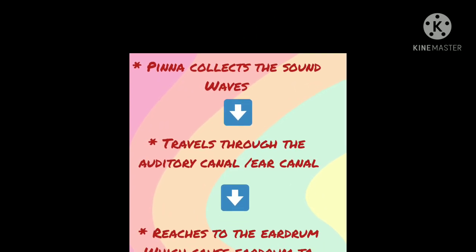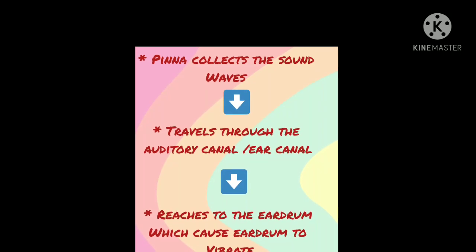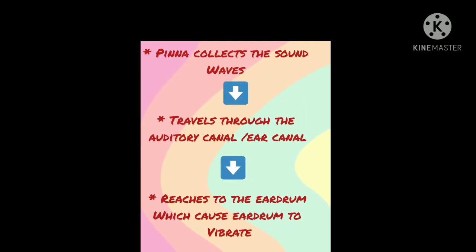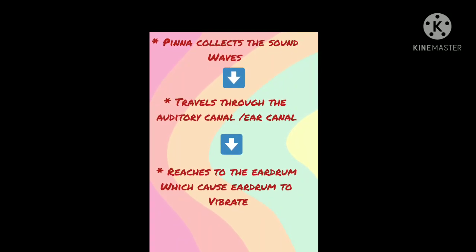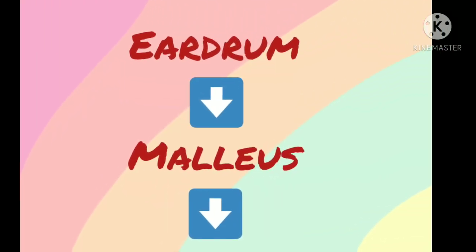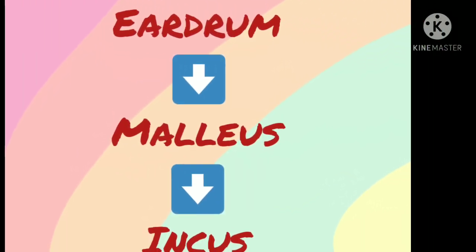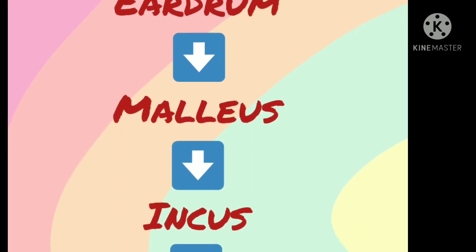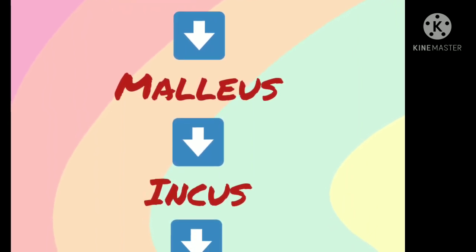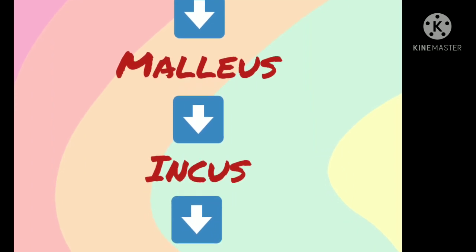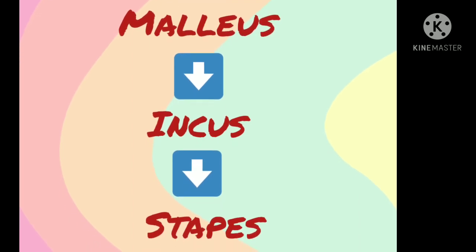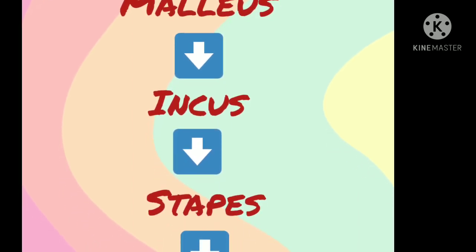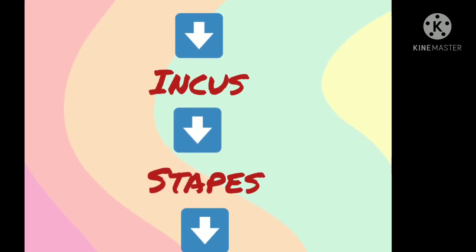Mechanism of the ear. Pinna, which is present at the outer part of the ear, collects the sound waves. These sound waves travel through the auditory canal and reach the eardrum, which makes the eardrum vibrate. Now, the eardrum is connected to the 3 tiny bones which are present in the middle part of the ear: malleus, incus and stapes. The eardrum passes the vibration to the malleus. Malleus will pass the vibration to incus and incus will pass this vibration to the stapes.